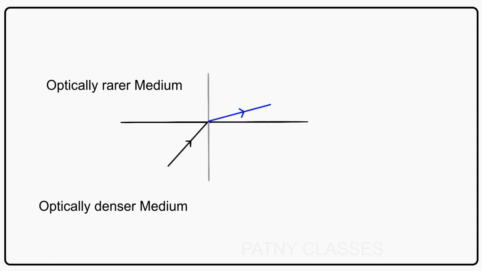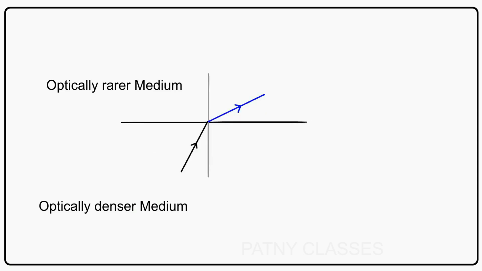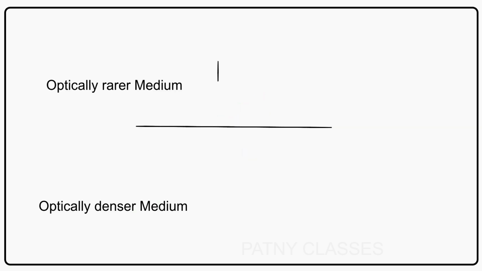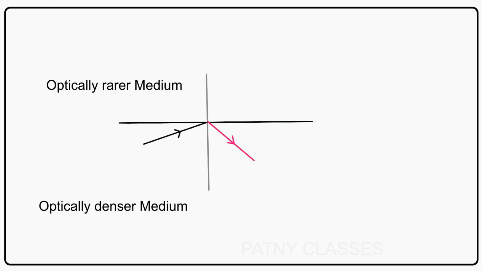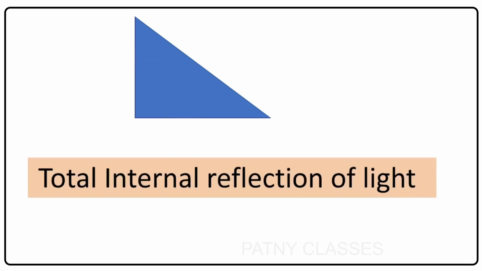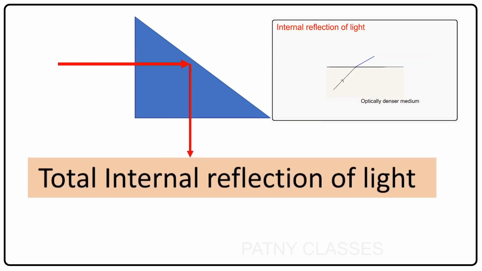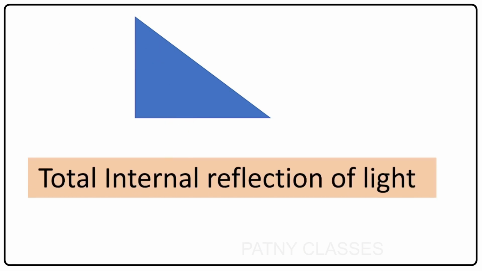But if the angle of incidence is increased beyond a particular limit, then the incident ray of light is totally reflected back into the same denser medium. This idea helps us to understand the concept of total internal reflection. Now let us have a little more detailed discussion about total internal reflection of light.